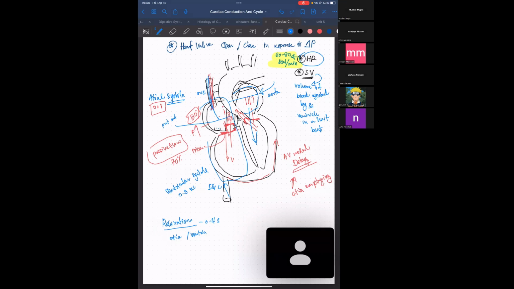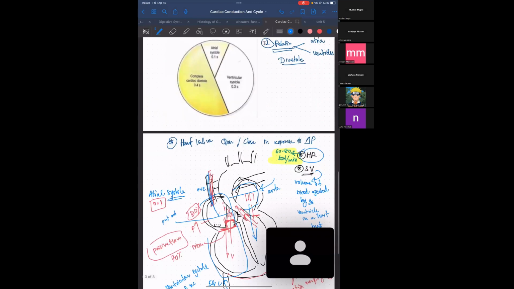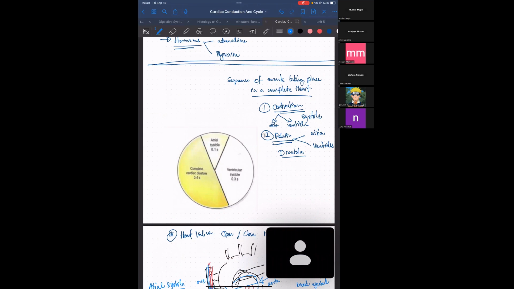So again, there are three main events that take place in the complete cardiac cycle. The atrial systole. Sorry.